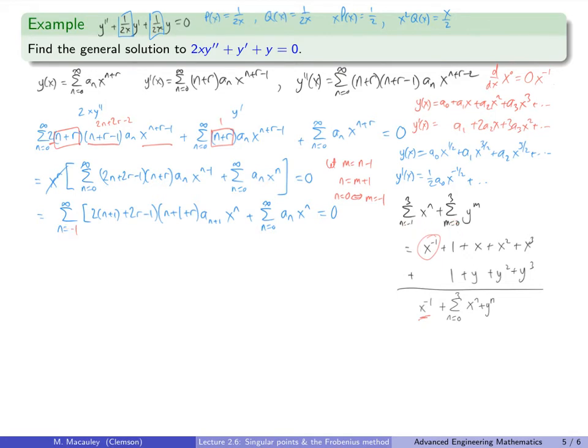So this n equals negative 1 term, so what is that? Well, first of all, let me slightly simplify this. So this is 2n plus 2r, and then there's a plus 2 in here and a minus 1, so plus 1.